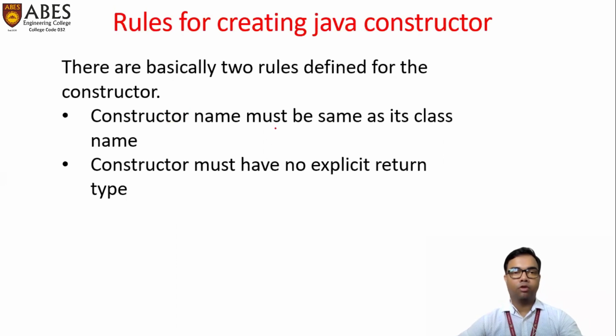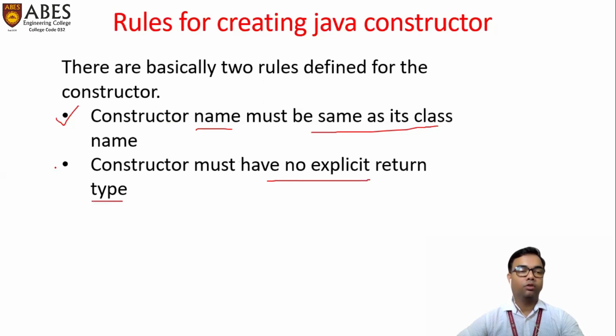When you want to create a constructor in Java, you have to follow two rules. First, the constructor name must be the same as its class name, and it must have no explicit return type. So these two points you have to keep in mind while creating the constructor. We will practically implement and see how we can create a constructor in Java, and after that we will see the different ways by which we can create a constructor.